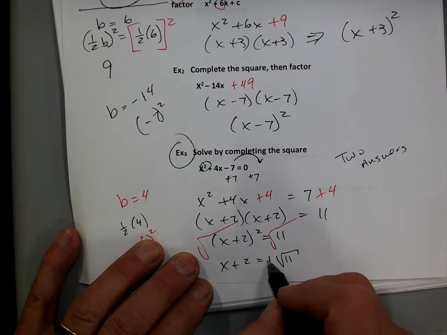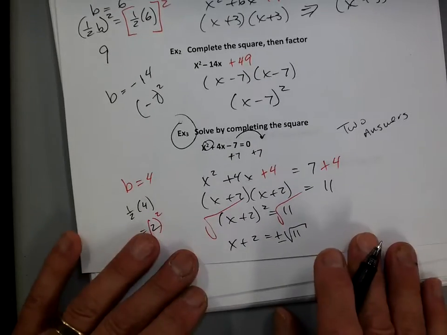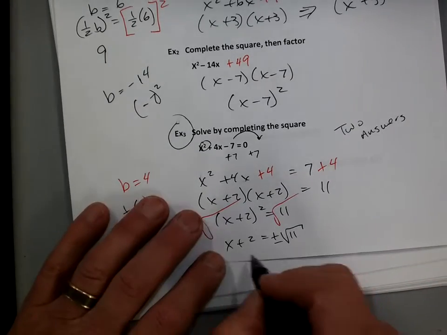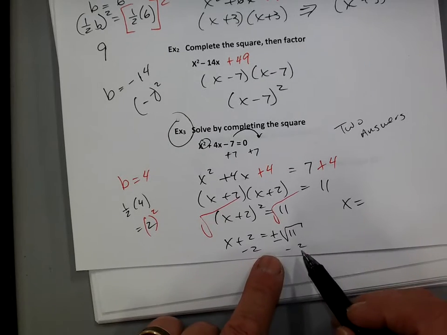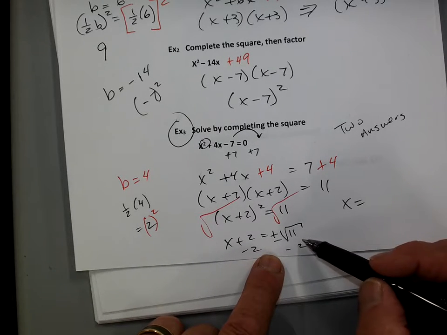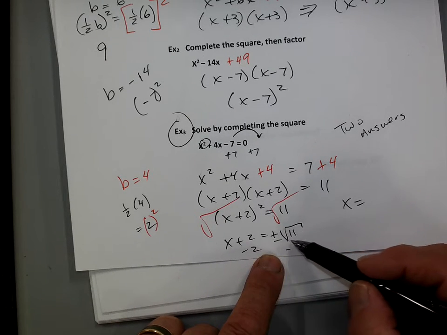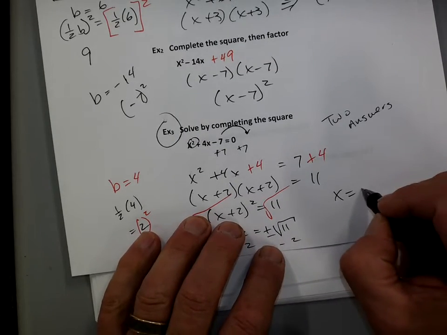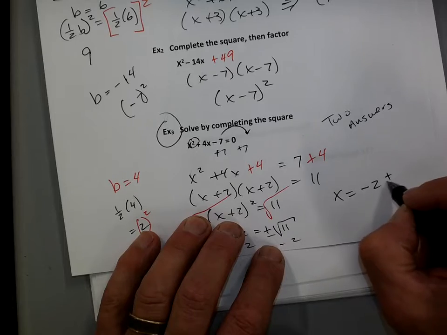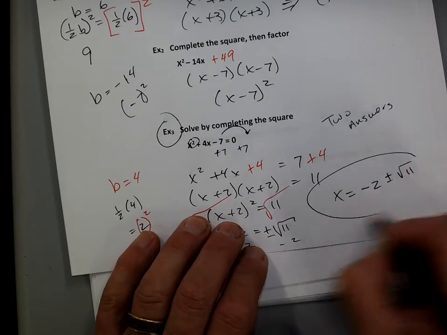So plus or minus, and now I still have to solve. So I'm going to do what I always do. Minus 2, minus 2. Now, x is equal to, well, you can't subtract these really, because that's an irrational number, and that is a whole number. Well, it's an integer, so I'm going to go negative 2 plus or minus the square root of 11. And that's the answer I want.